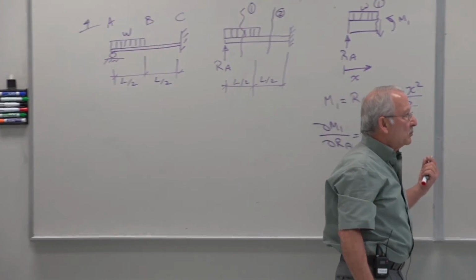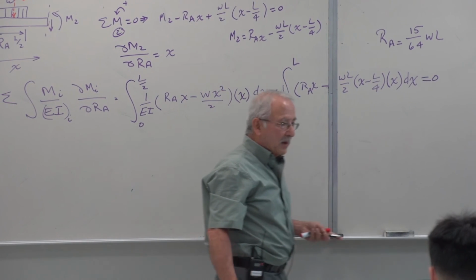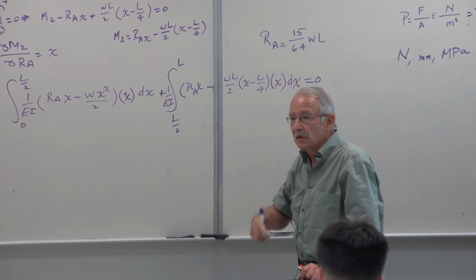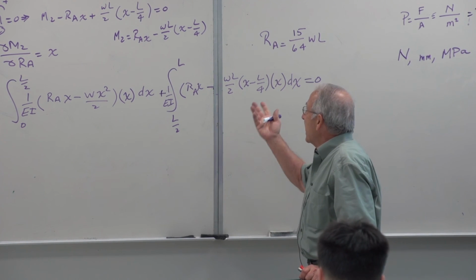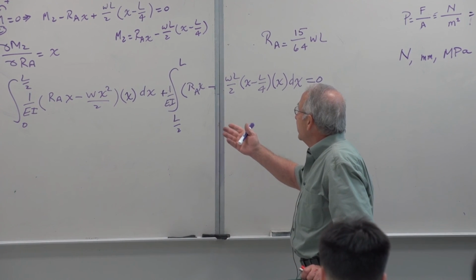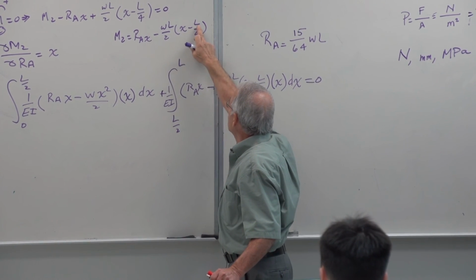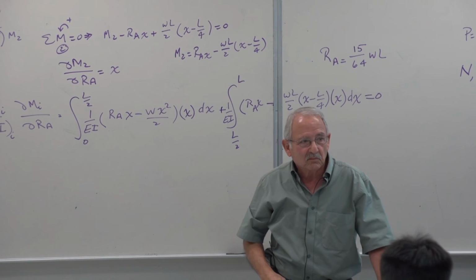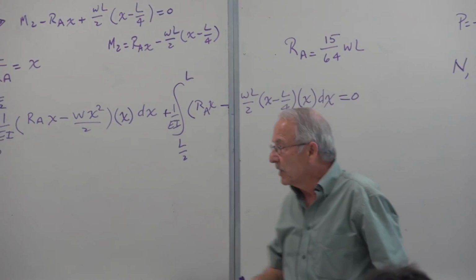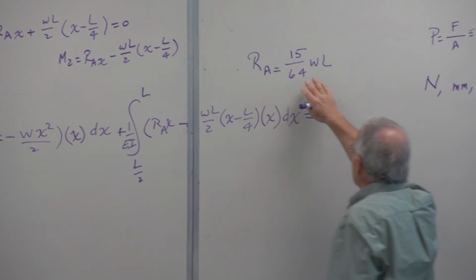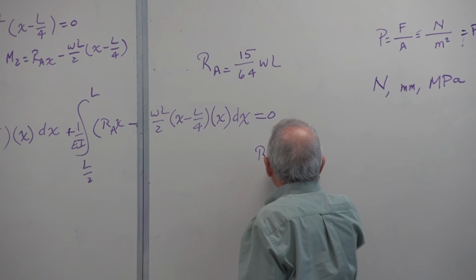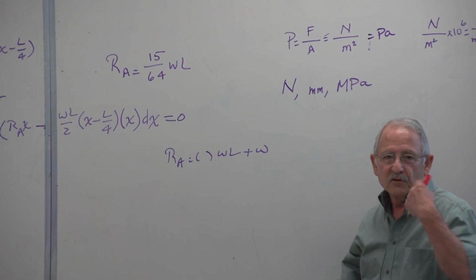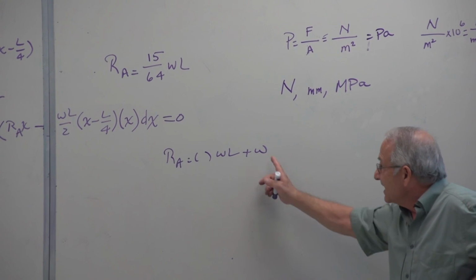One of the ways that you can prevent some of the errors that you may be making in solving these problems, not the plus and minus like the one I just did, but if you, for example, this is WL over 2 times L over 4, so WL squared over 8, right? Maybe you just write WL over 8. Then what's going to happen is at the end you're going to end up with Ra equals something times WL plus W. Because you dropped an L someplace, right? This doesn't make sense.